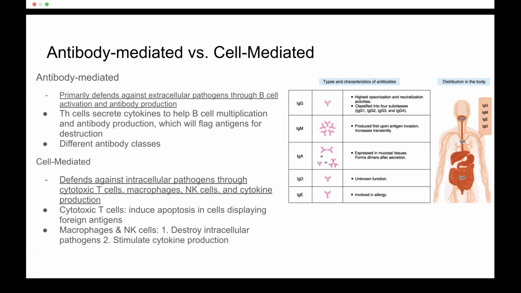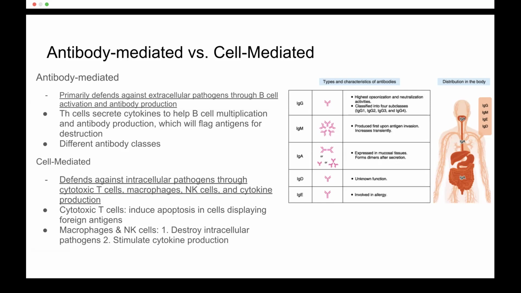So besides antibody mediated, we have cell mediated response. So that's mainly to defend us against intracellular pathogens through cytotoxic T cells, macrophages, NK cells, like natural killer cells, and cytokine production.